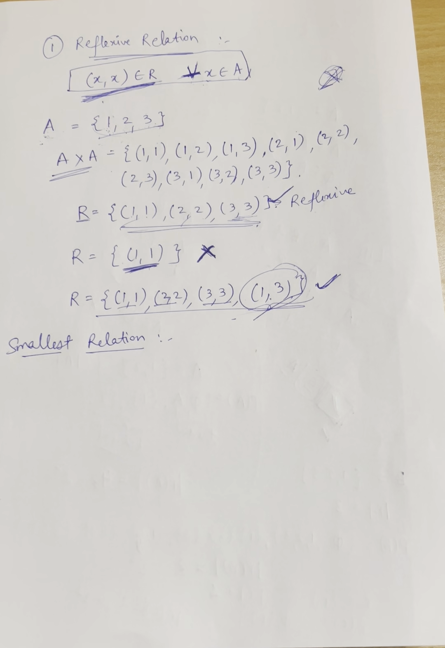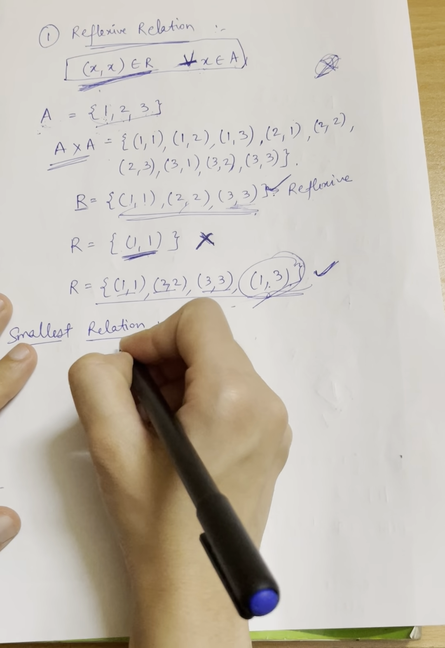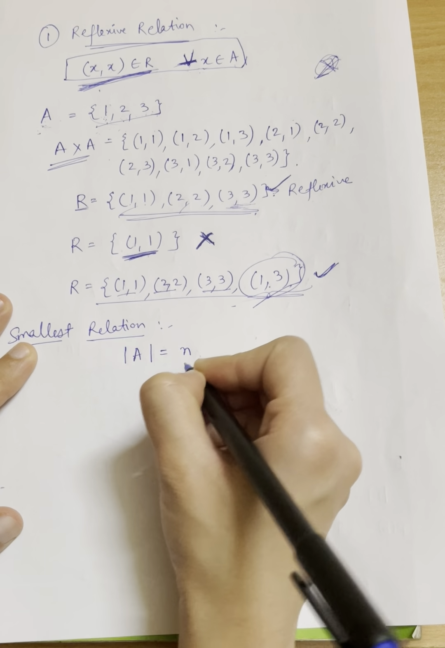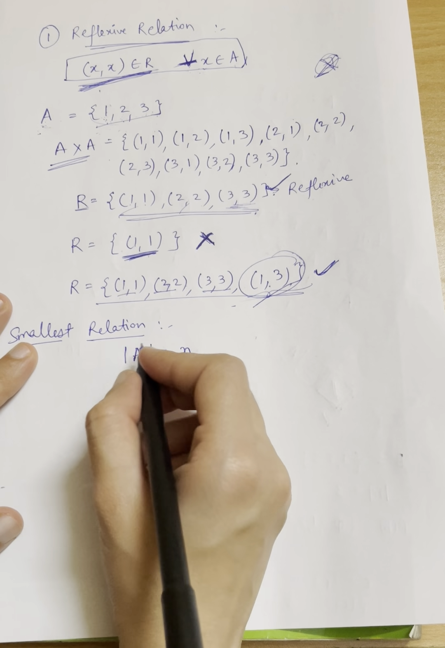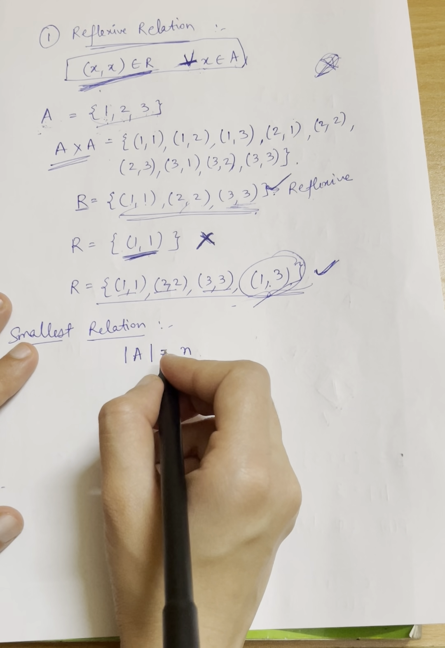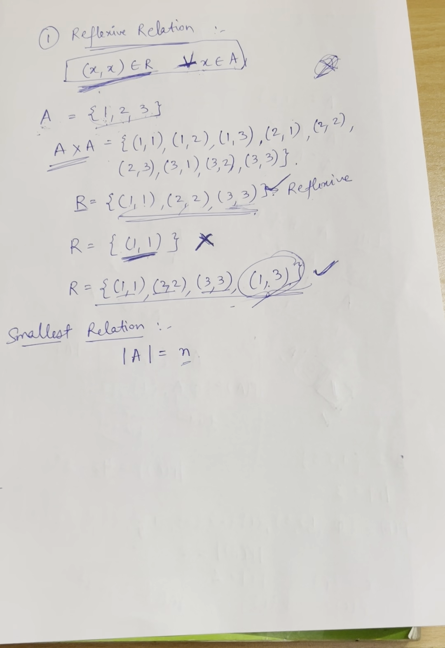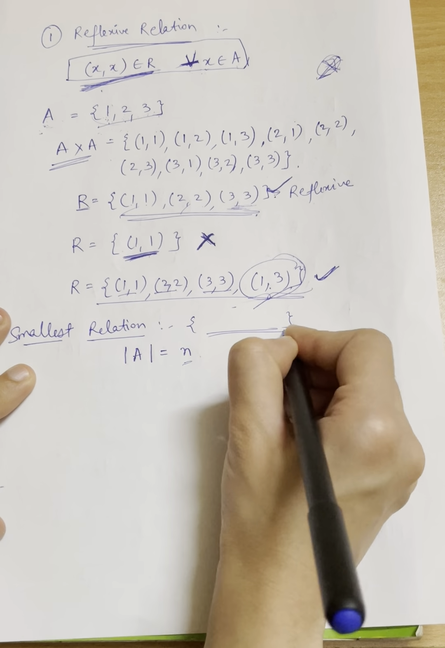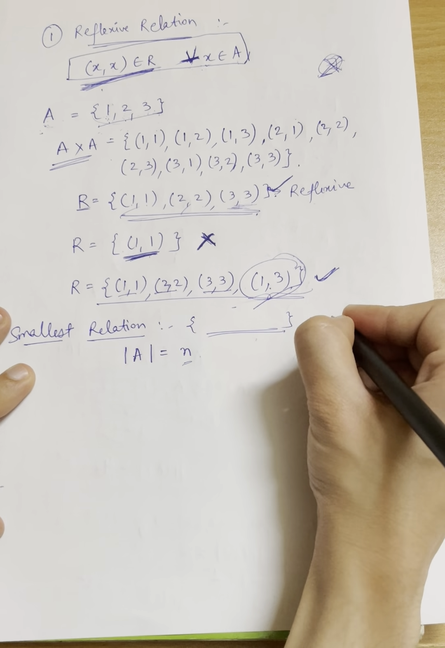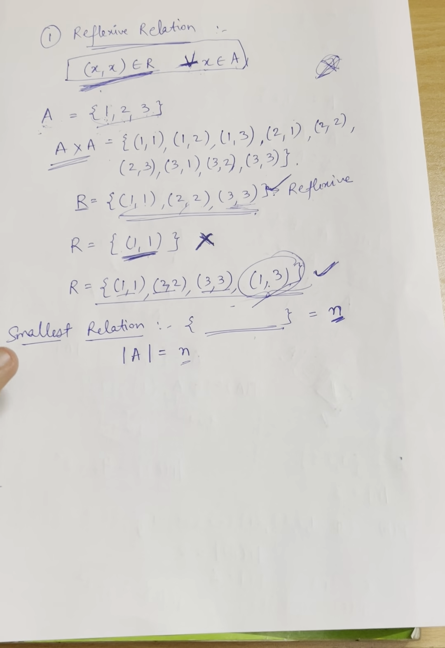The number of elements in A is the cardinality of the smallest relation. So for the generic one, if the cardinality of set A is n, then for a reflexive relation, not the cardinality, I'm so sorry for that, we want to know the cardinality of the smallest relation. The cardinality of the smallest relation is also n. Is it clear?